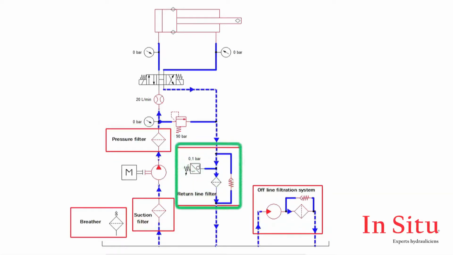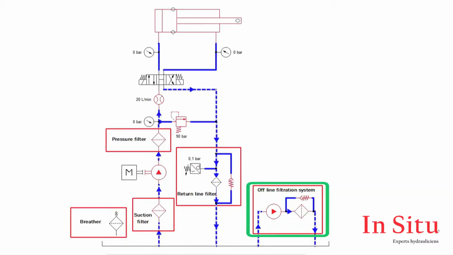The most common filter is the return line filter. It will collect all the pollution coming from the circuit. Another type of filter is the breather, also named air inlet filter. It will prevent dust, pollution and moisture vapor from entering the tank during intake and outflow flow.